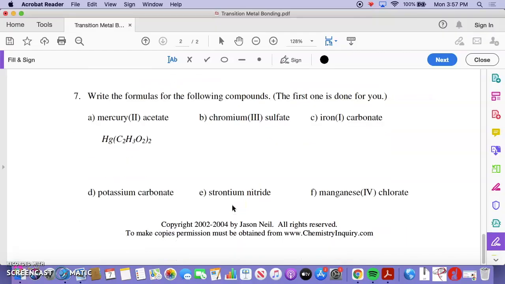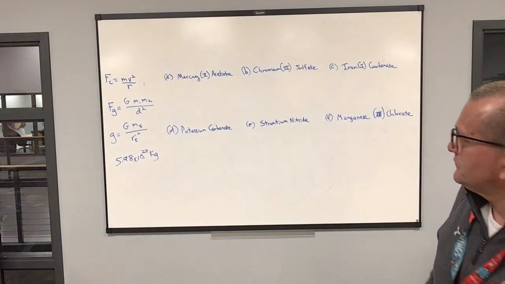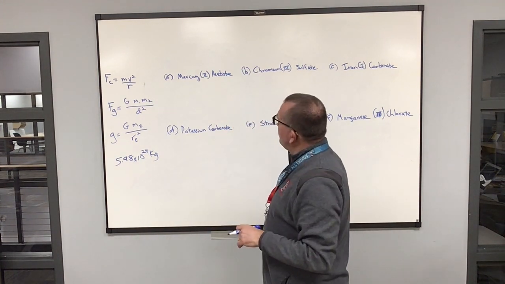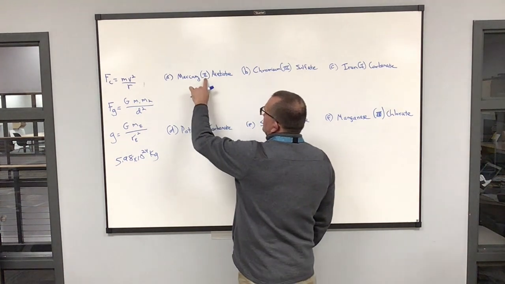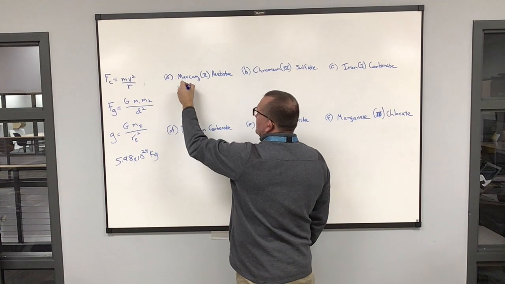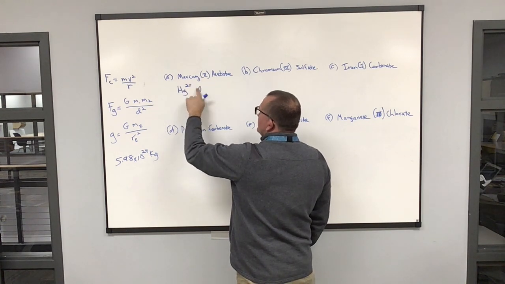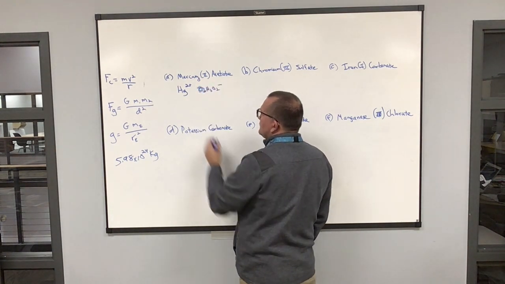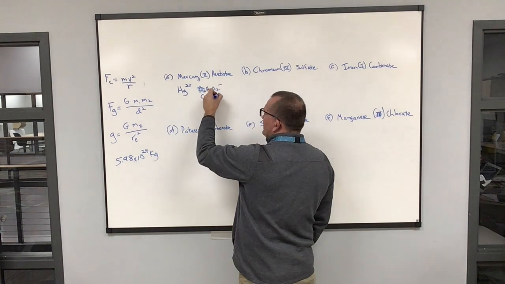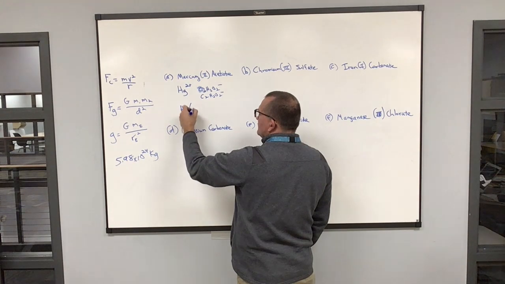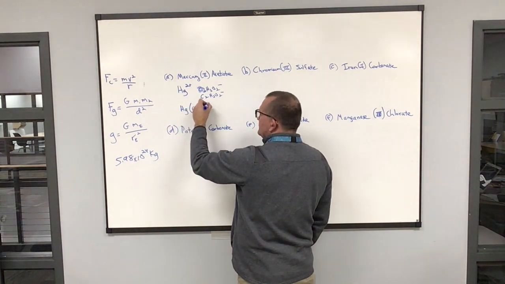Write the formulas for the following compounds. Do it now. Okay, so now going from names to formulas, the good news is that these numbers always tell us the charge. So mercury is 2, so it's mercury +2, acetate, C2H3O2 with a -1 charge. I need 2 of these to balance the charge. So I have 1 of these, 2 of these, that's Hg, C2H3O2, 2.